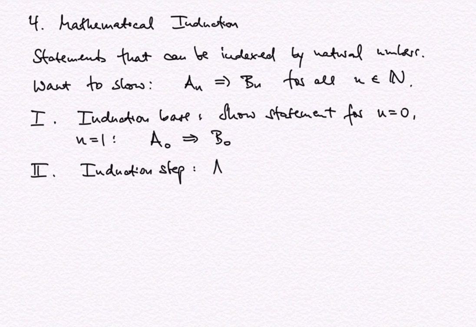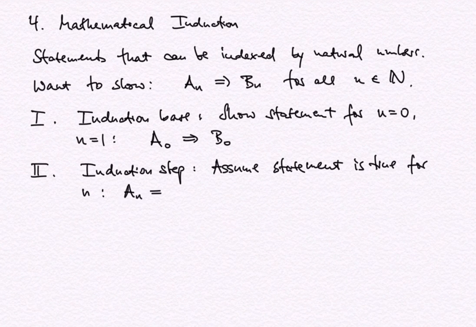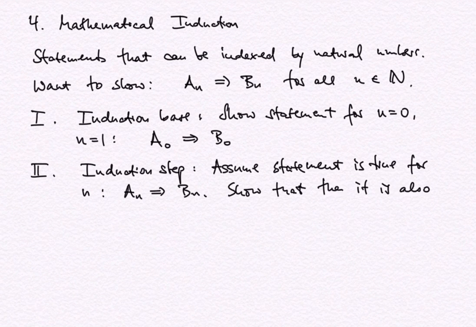Which assumes that the statement is true for an n. Assume the statement is true for n, so An implies Bn. And then show that it is also true for the next natural number, for n plus 1, so that An+1 implies Bn+1.